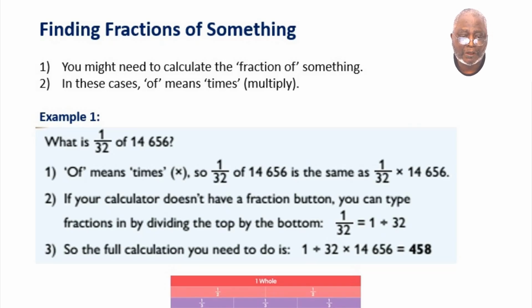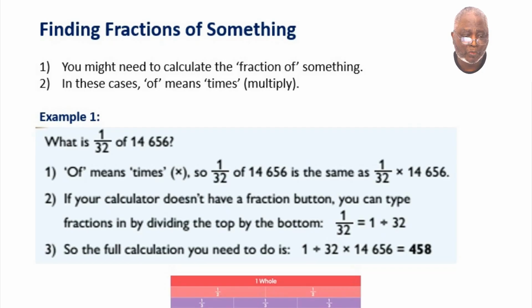Finding fractions of something. You might need to calculate the fraction of something. In this case, of means times, multiply. So, whenever you see that, calculate half of 98. All you need to do is to multiply by dividing 98 by 2 times 1.